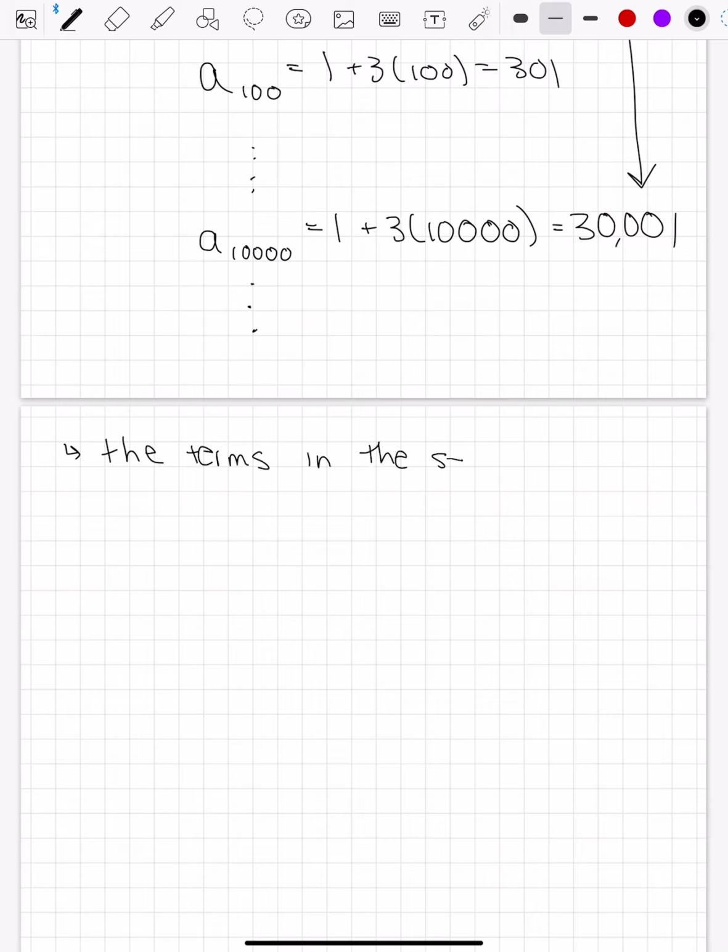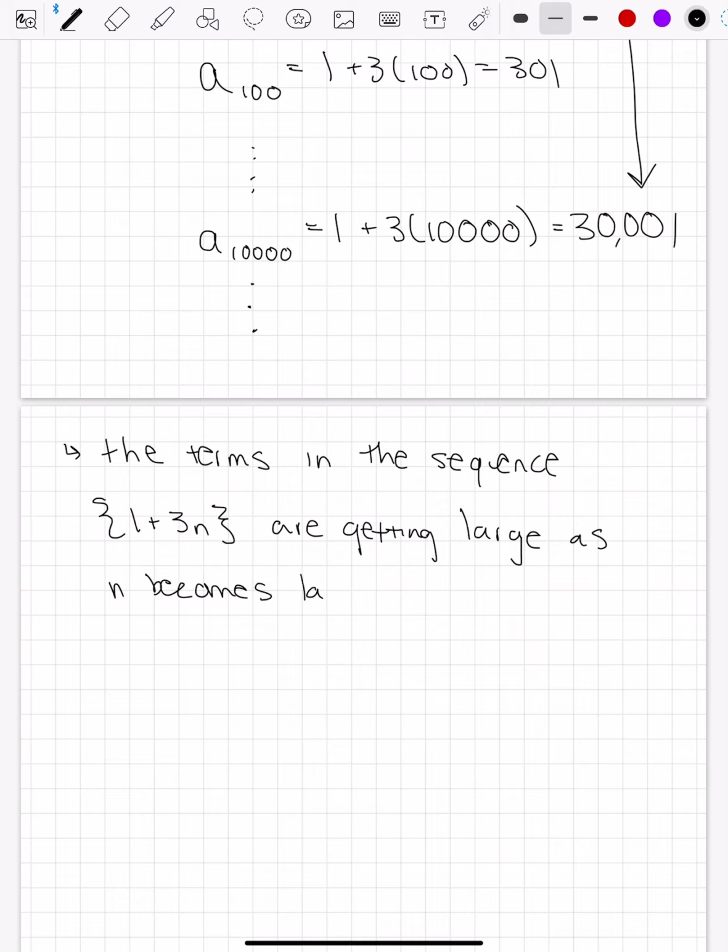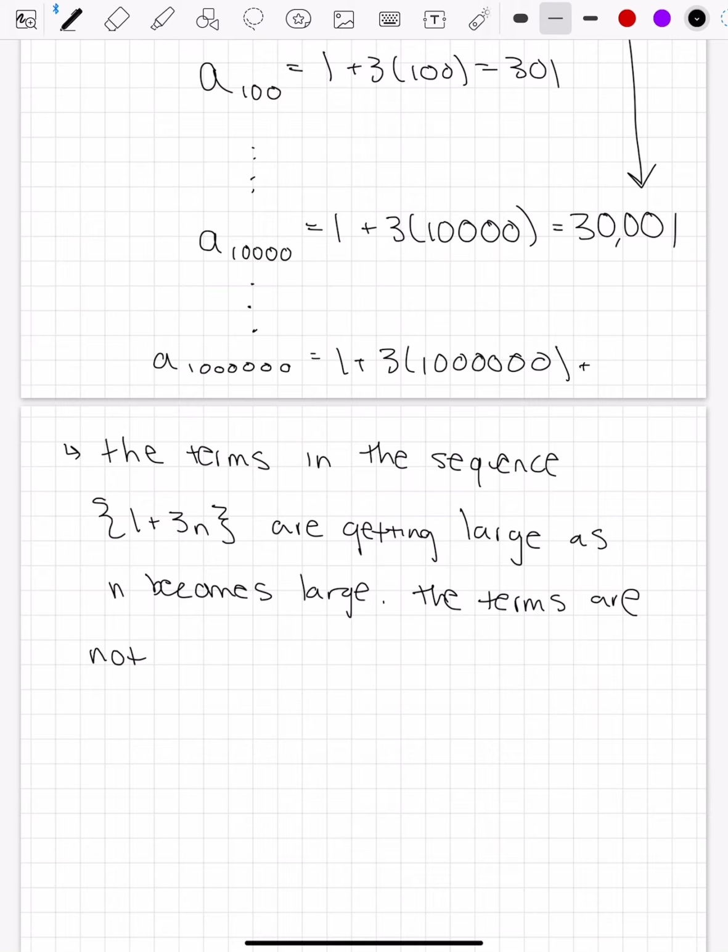So the terms in the sequence 1 plus 3n are getting large as n becomes large. So the terms are not approaching a finite number. Because if I was to plug in 1,000,000 in here, then I would get 1 plus 3 times 1,000,000, which would be 3,000,001. So it's just going to become huge and huge and huge.